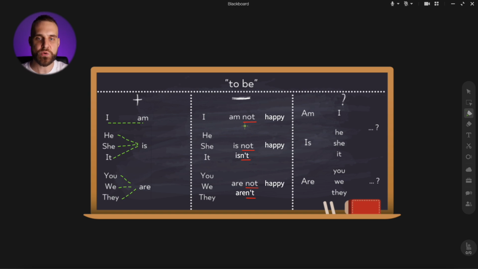Alright, now let's see how we can make negative sentences with the verb to be. It's actually very easy. All we need to do is add not after the verb to be. Let's look at the examples.